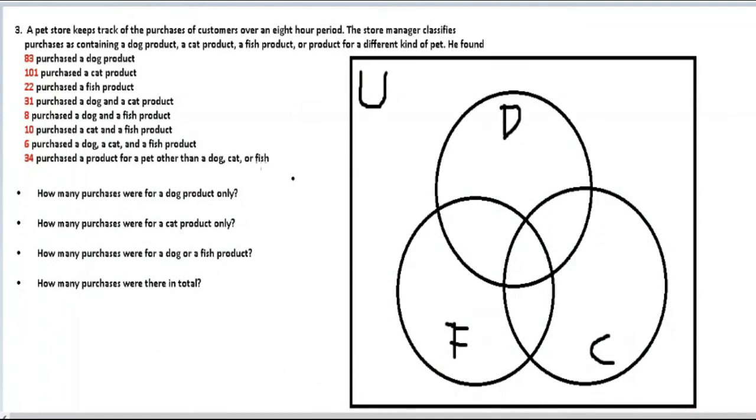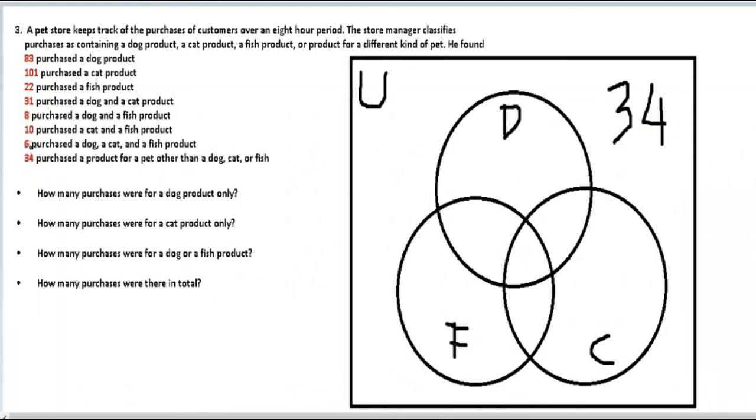So now let us go back to our problem, and we have to start at the bottom. Kasi pag hindi tayo nag-start sa bottom of our problem, mahihirapan tayo na i-identify kung ano yung exact number of elements in our set. Okay, so let us start. 34 purchase a product for a pet other than a dog, cat, or fish. So, notice the word other than. So, meaning it is outside of our circles. So, 34 will be written here.